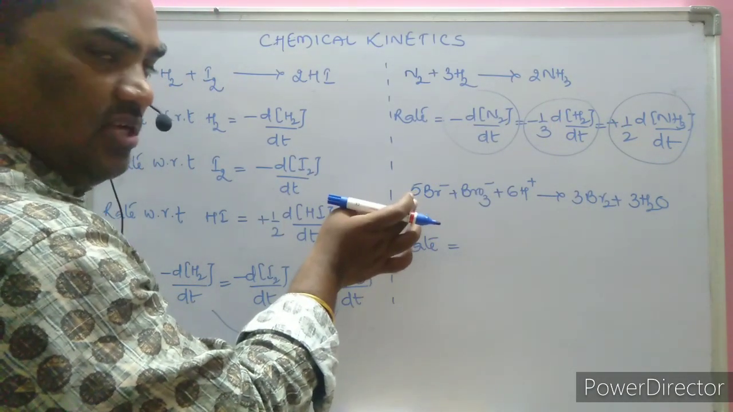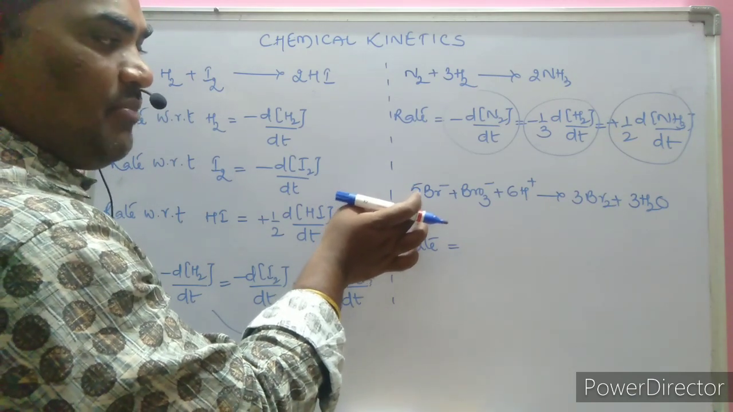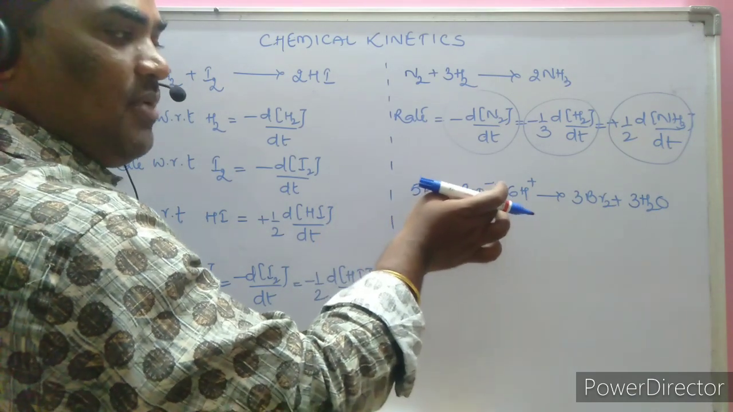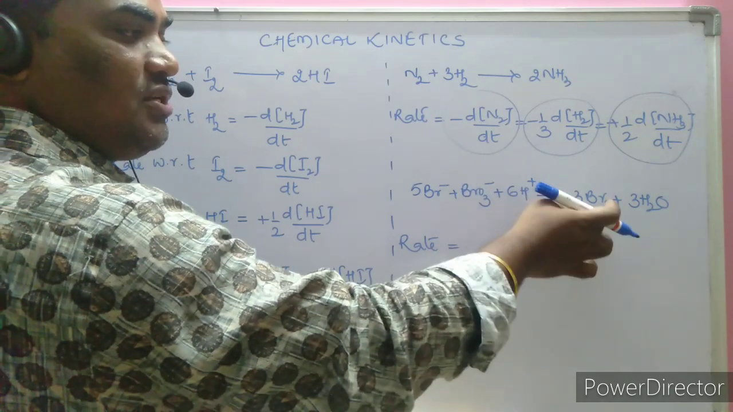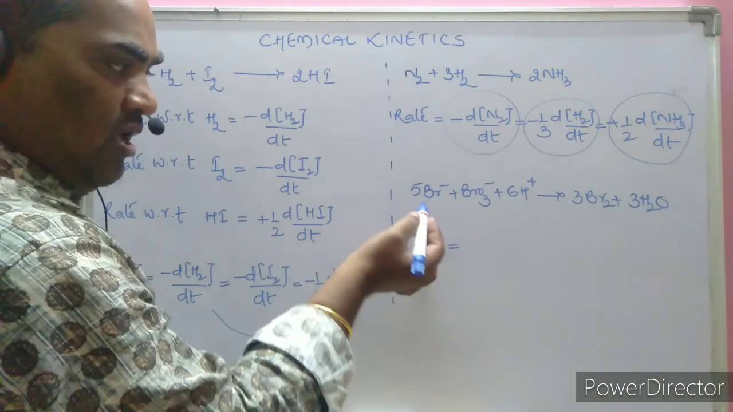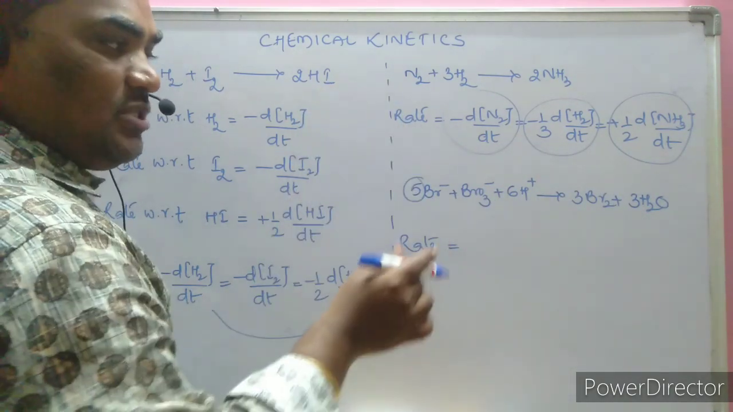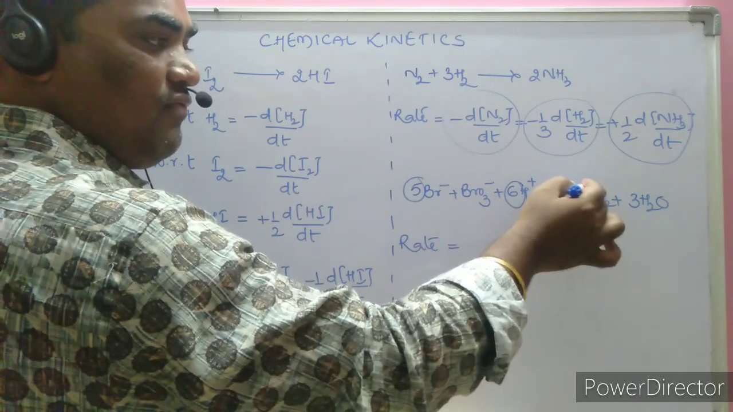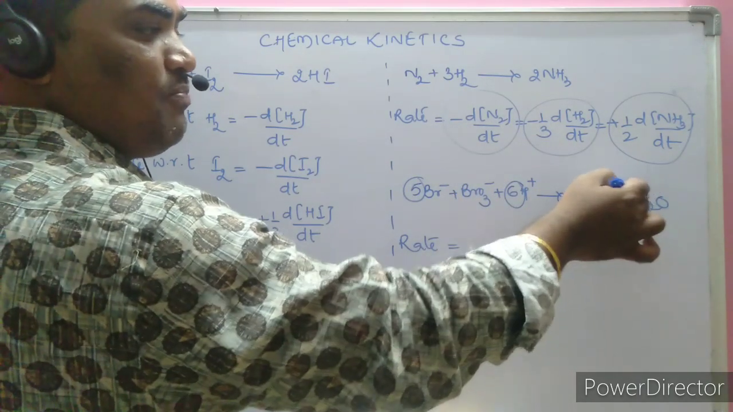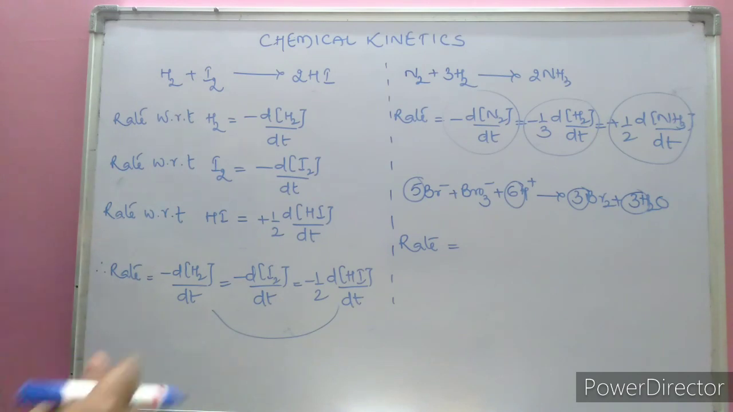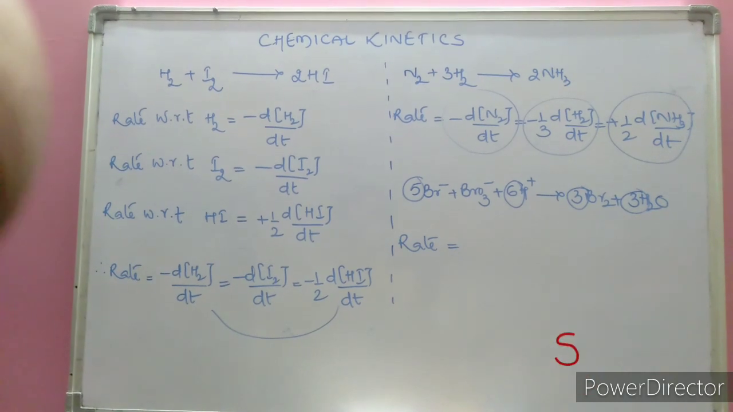Similarly, it was also previously asked in the objective examination, 5Br minus plus BrO3 minus plus 6H plus gives rise to 3Br2 plus 3H2O. Then the coefficient is given, expressed as 1 by the coefficient, here the minus, this one is the plus. Please work on it. This is applicable when the concentration is expressed in terms of moles per liter only, be careful.